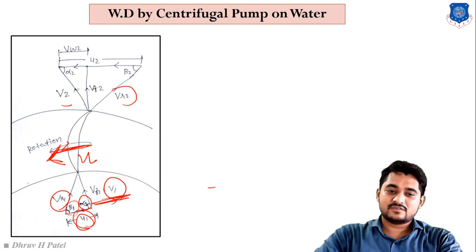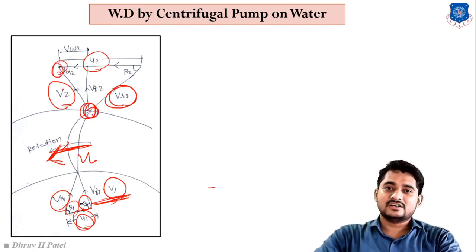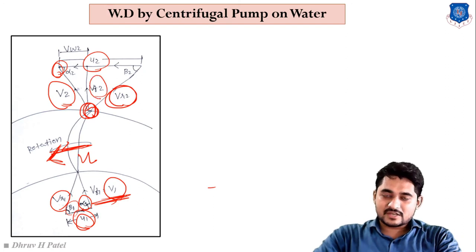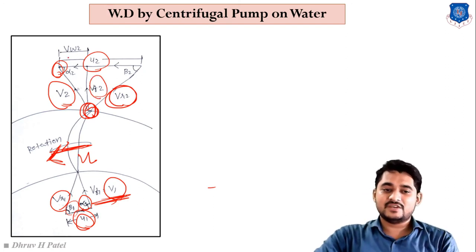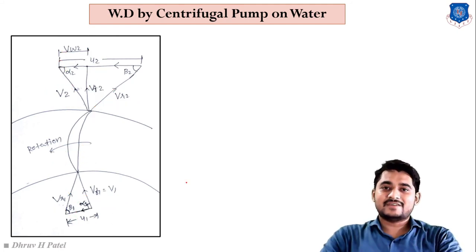In the outlet we have to draw VR2 at first, then from the VR2 we can draw U2. So VR2 and U2 will be there. From the VR2 and U2, the resultant velocity will be V2, from the initial point to the final point. Clear, students? So three velocities will be there. Then two components of the velocity, vertical component VF2 on the upper side and VW2 on the left hand side. Clear, students? So that is basically a velocity triangle for the centrifugal pump.